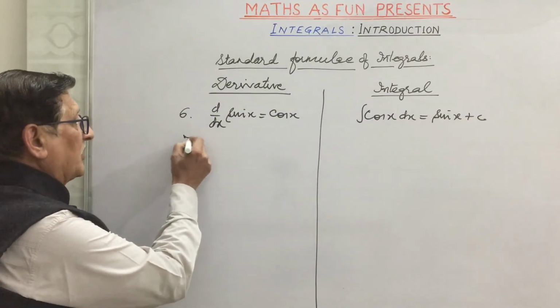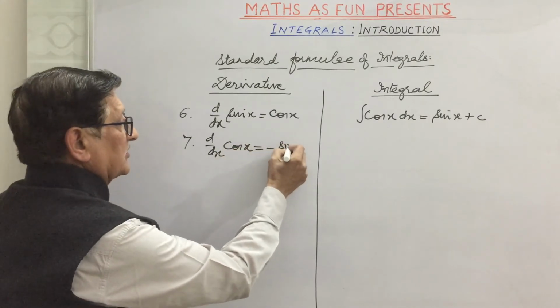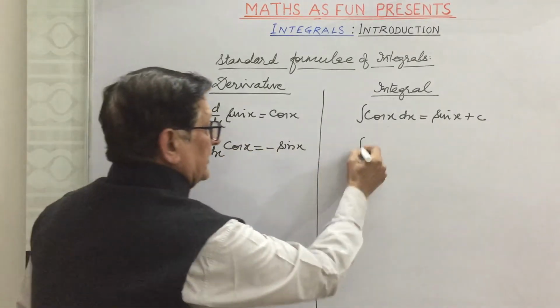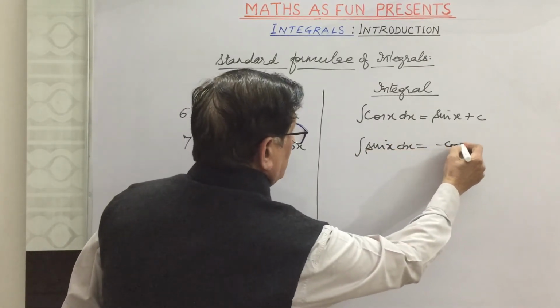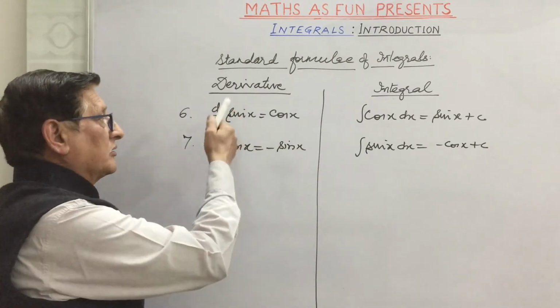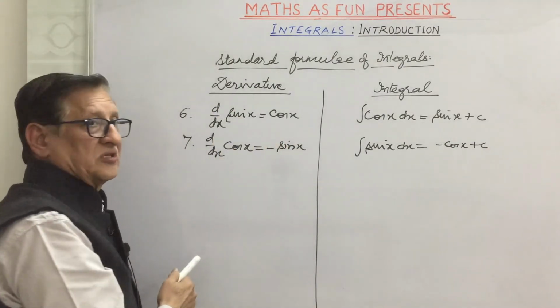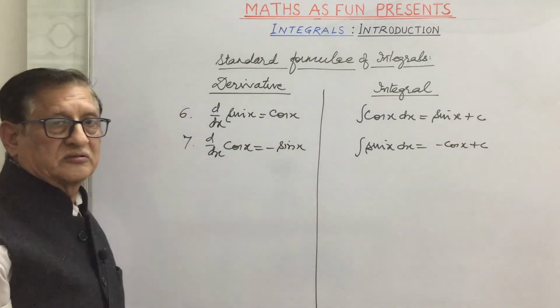Seventh formula, we have d by dx of cos x is minus sin x. It means the integration of sin x here will be minus cos x plus c. So we have to see the difference, that d by dx of sin x is plus cos x, whereas integration of sin x is minus cos x.